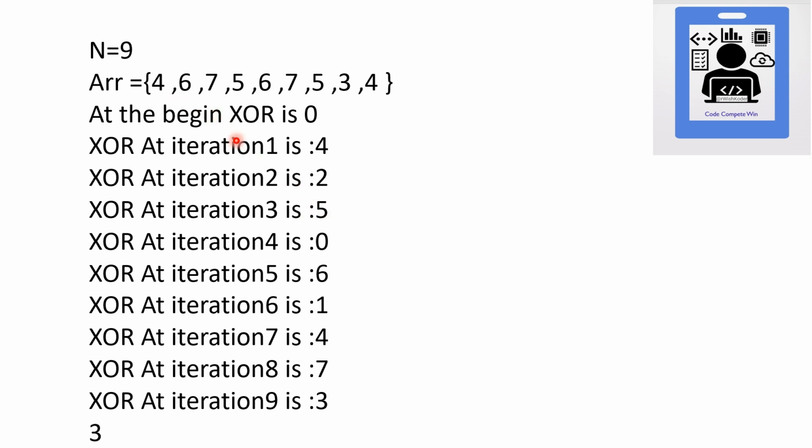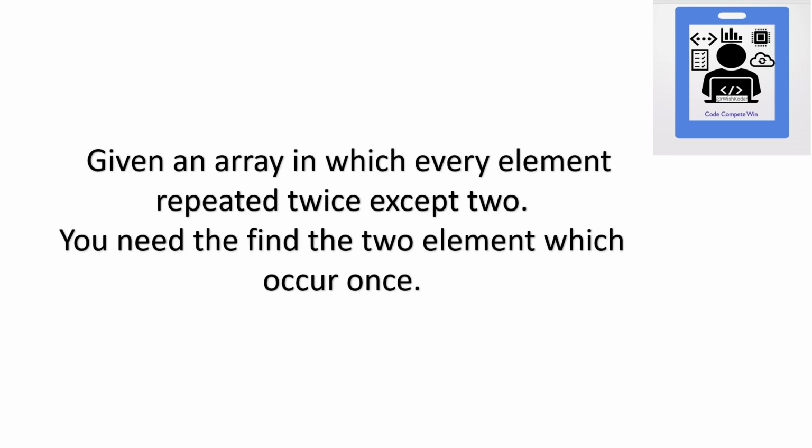of 2 and 7 is 5, and at the fourth iteration 5 and 5 XOR is 0, and in the fifth iteration the XOR of 0 and 6 is 6, and at the sixth iteration the XOR of 6 and 7 is 1, and at the seventh iteration the XOR of 1 and 5 is 4, and at the eighth iteration the XOR of 3 and 4 is 7, and at the ninth iteration the XOR of 7 and 4 is 3, and at the end the XOR becomes equal to the element which appears once in the array. Let's try another question.